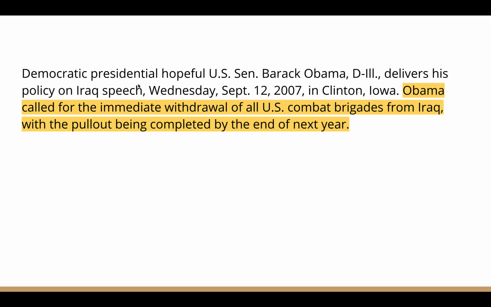So here we see, right, Democratic presidential hopeful U.S. Senator Barack Obama delivers his policy on Iraq speech Wednesday, September 2017 in Clinton, Iowa. So this is obviously from way back when, and that was our first sentence. But now our second sentence is, well, what is he delivering? What news, what talk is he delivering? Obama called for the immediate withdrawal of all U.S. combat brigades from Iraq, with the pullout being completed by the end of next year, right? We can't hear what he's saying in the photo, obviously, and we can see that he's saying it, so we're seeing he's delivering his policy on Iraq in a speech. And so that second sentence is giving us more information, like this is what happened. This is kind of the payoff of what happened during this photo.